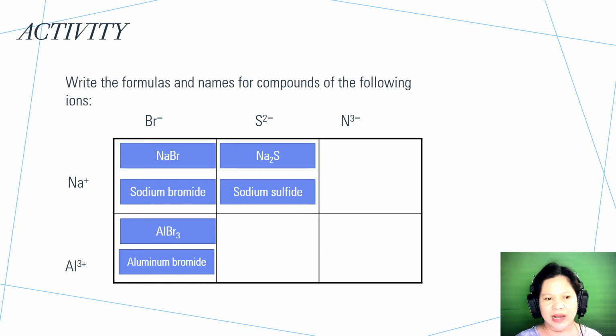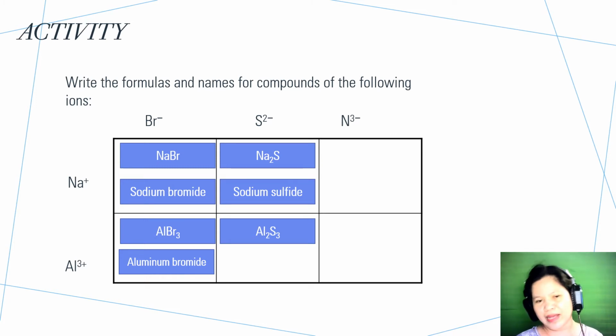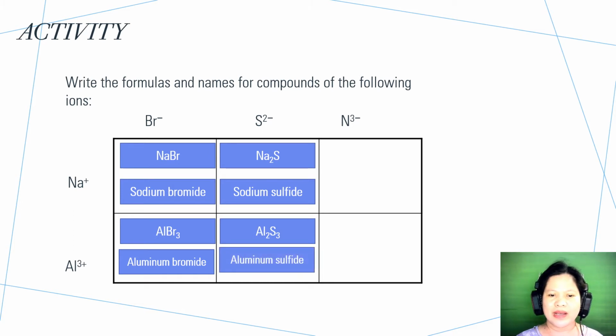Okay, next, aluminum 3 and sulfur 2. So the formula will be Al2S3. Al2, 2 is taken from the charge of sulfur, and 3 is taken from the charge of aluminum. They just criss-cross. Okay? So what would be the name? The name will be aluminum sulfide.